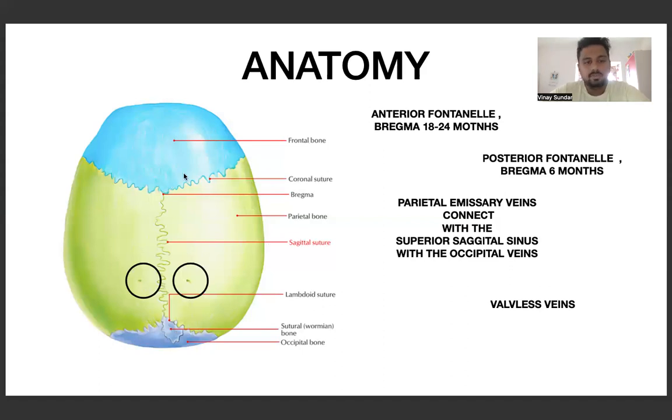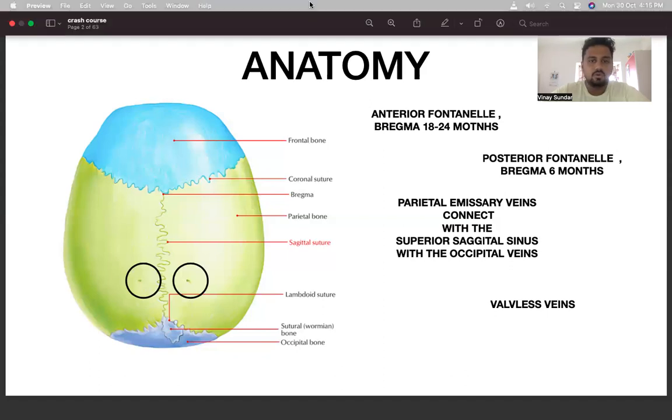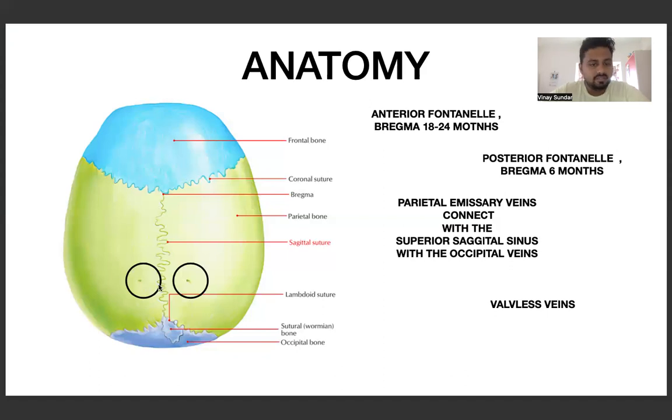So the sutures with respect to the superior view of the skull are the coronal suture, the sagittal suture, and the lambdoid suture. Now, the meeting point of the sagittal and the coronal suture is known as the bregma, and the meeting point of the sagittal suture and the lambdoid suture is known as the lambda. So that's it with respect to the superior view of the skull.